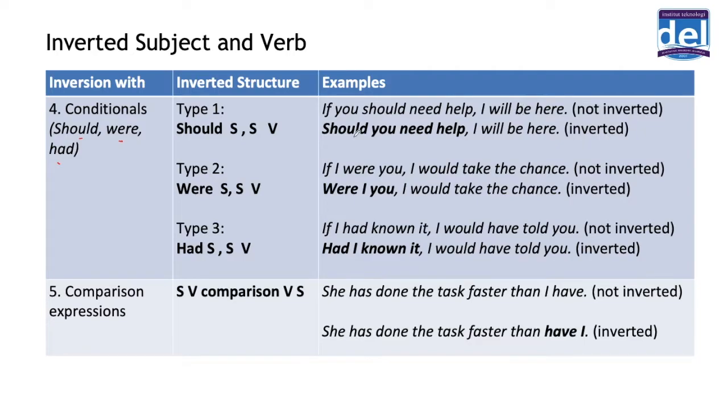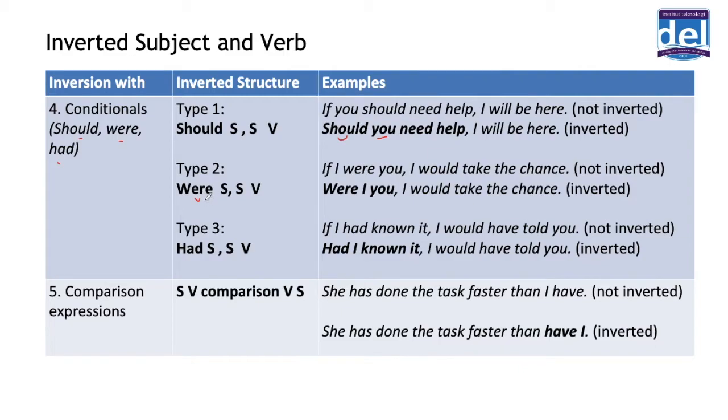The inverted version is should you need help. You see, this comes first and then followed by the subject, and you omit the if. Another example is like, should you have any question, comma, you can let me know. In type 2, we use be verb were, okay?